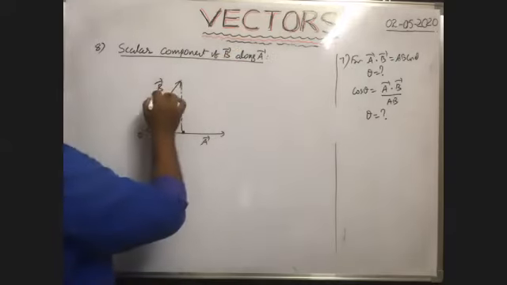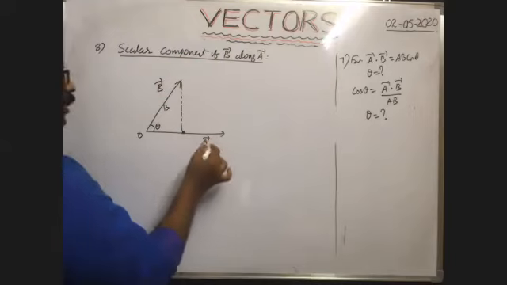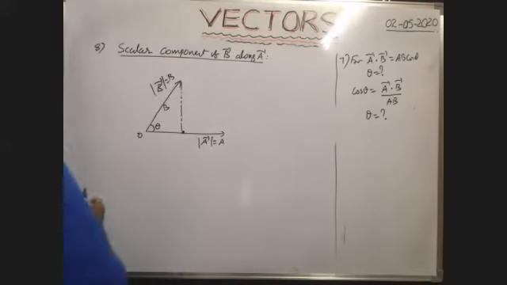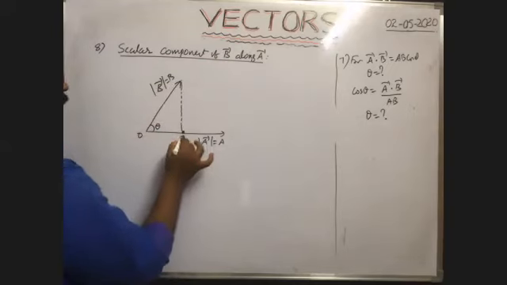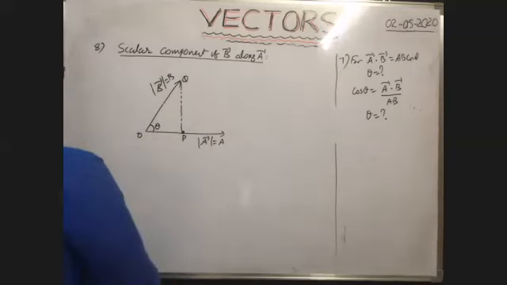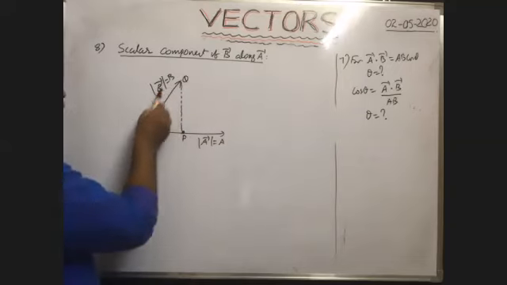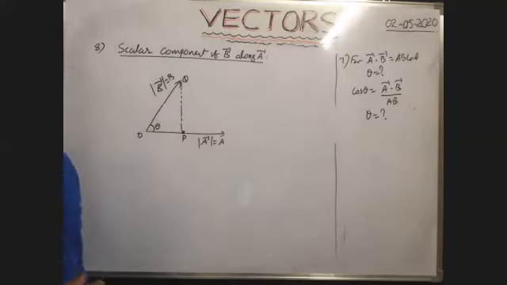Suppose the magnitude of a bar is A and the magnitude of b bar is B. Now, what is the component of b bar along a bar? Magnitude of b bar along a bar means this value. Say this point is P, and this is Q. Then what is the OP value? From the diagram, we can write directly that the component of this vector along this direction is equal to B cos theta, and this component is equal to B sin theta.